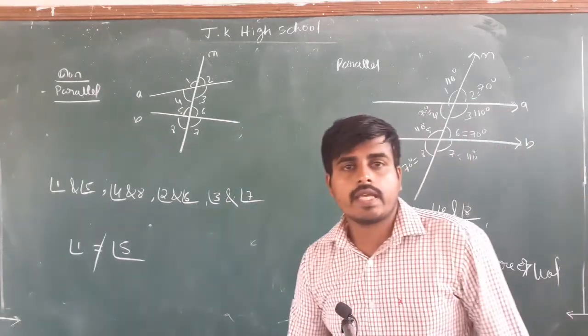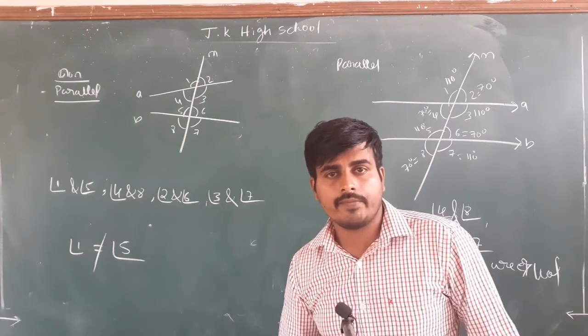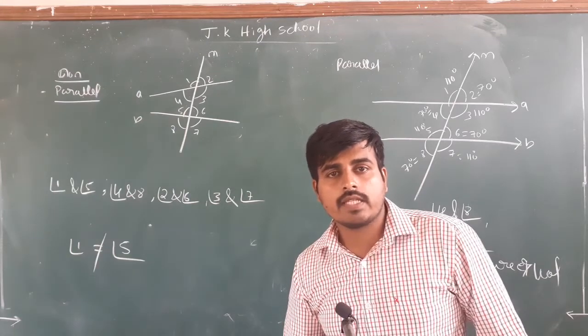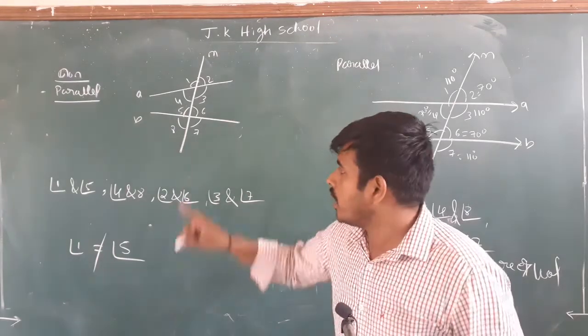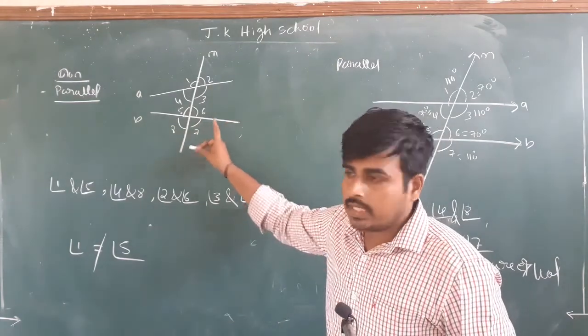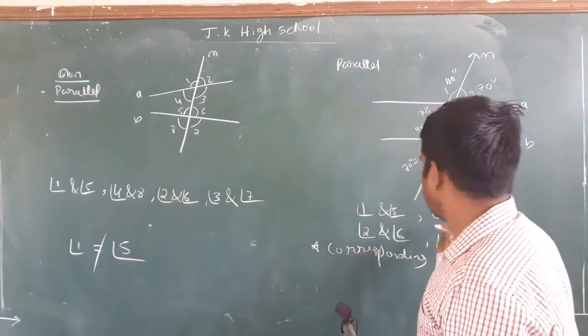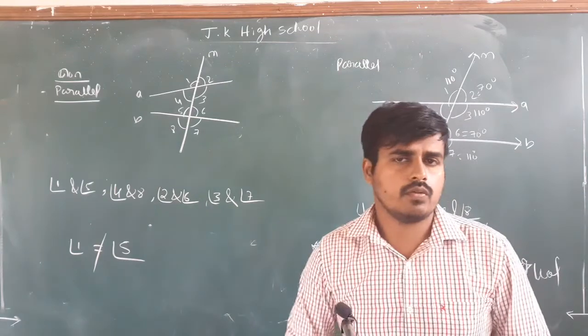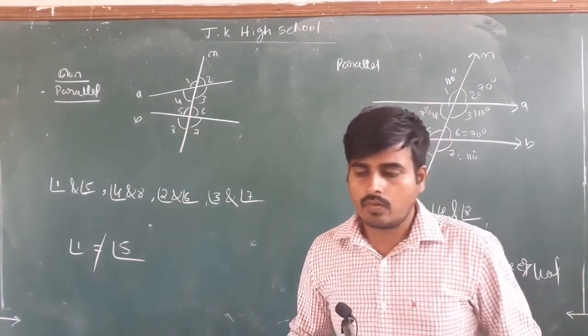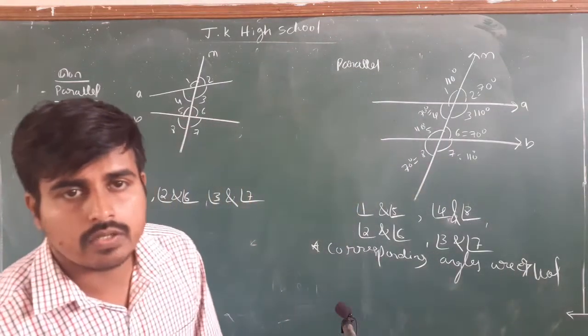So corresponding angles are equal only if the pair of lines are parallel. If the pair of lines are not parallel, then these rules are not applicable. Whenever the pair of lines are parallel, alternate angles are equal.